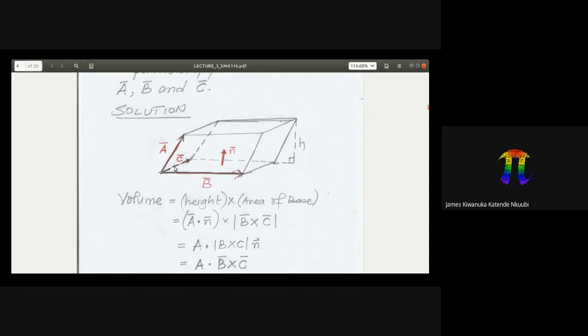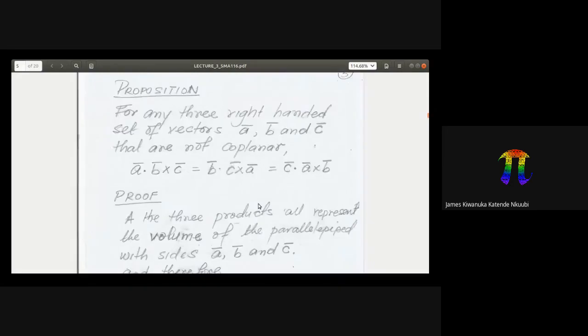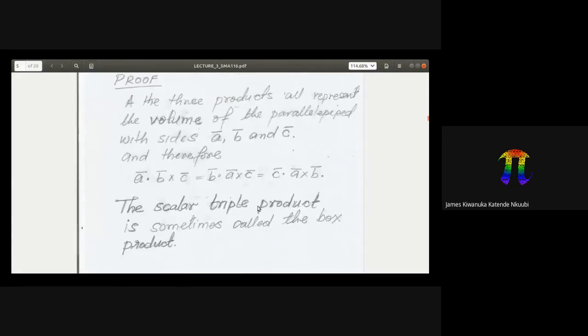So if you take the base to be the plane of A and C, this will be B dot A cross C, right? You can also take the base to be the plane of A and B. And if you take the base to be the plane of A and B, now the volume will be C dot A cross B. So they all represent the same thing and therefore must be equal. So that's one way to prove it. You can also prove it directly if you wish.